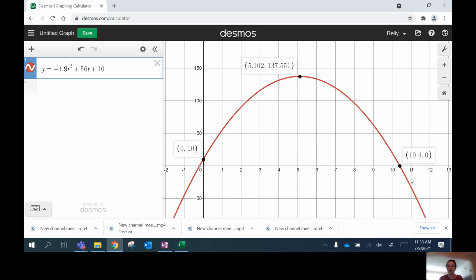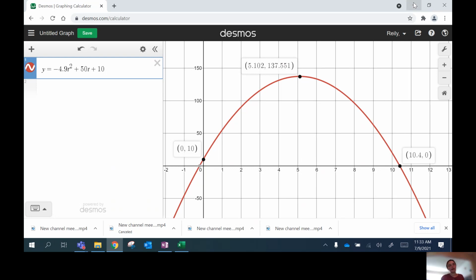The part that is below 0 would be irrelevant here because a negative height would not be physically possible in this scenario. And same with these negative x values, that would be negative time, which doesn't exist. So really, this is the starting point. The object is starting 10 meters above the ground. It goes up, up, up. It reaches a height of 137.551, and then it goes down. And after 10.4 seconds, the object hits the ground again.